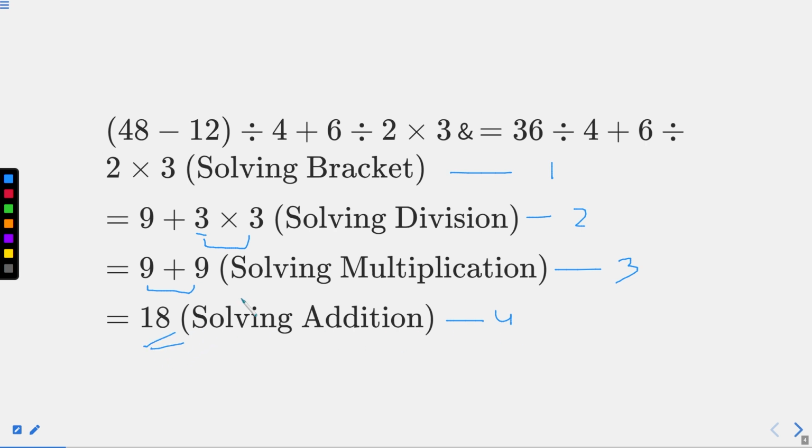I hope this first concept is clear to everybody: how we are using the concept of BODMAS while solving any mathematical expression. I hope this thing is clear. Now I'm proceeding with the second question. If you have any doubt till now, make sure to re-revise the video, right?